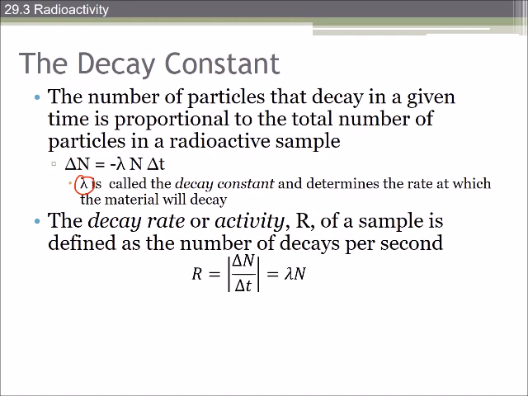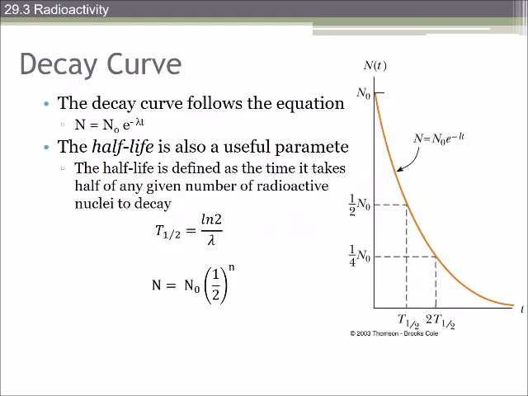The decay rate or activity R of the sample is defined as the number of decays per second. So this is decays per second, and is equal to lambda times the number of atoms that we have. The decay curve is exponential. The more we have, the faster rate we have of decay. So the decay curve follows this equation where we have an exponential, which shouldn't be a surprise, and the negative means that we're going to slope down instead of sloping up, and that lambda is the same.